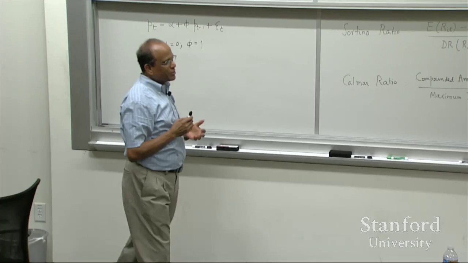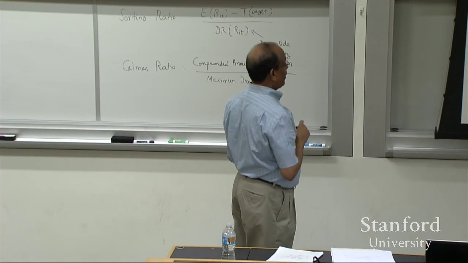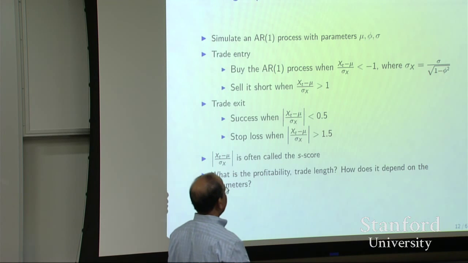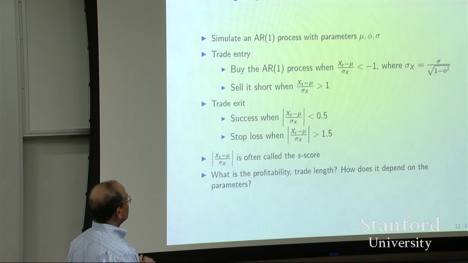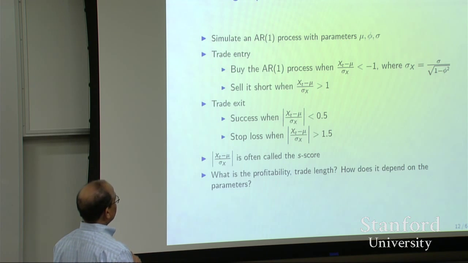So we are going to see how much money you can make if you deviate from those ideal values. Okay, so here it's a simple trade entry: you are going to buy when the ratio (x_t minus mu) over sigma_x, which is just the normalized x_t, is less than minus 1, where sigma_x is given by that quantity there, and we are going to sell when that ratio is greater than 1.